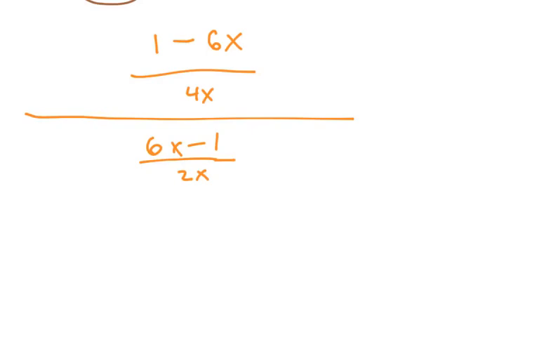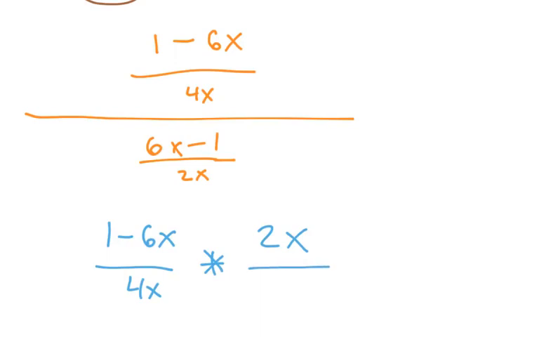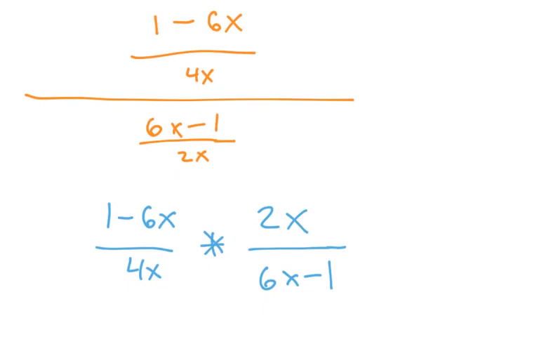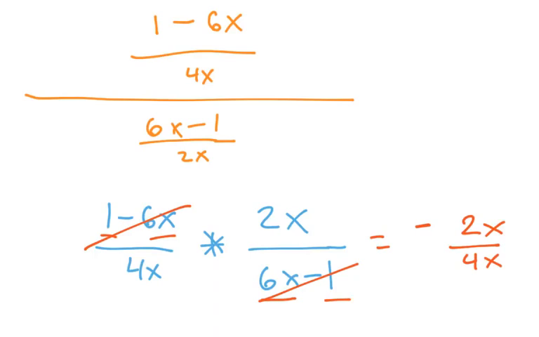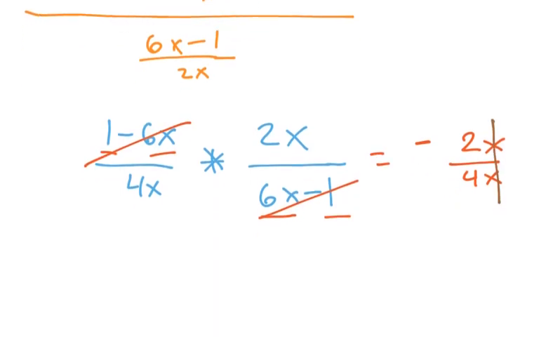So we would say, we're going to use method 1, so 1 minus 6x over 4x. Remember, division is multiplying by the reciprocal. So we're going to multiply by 2x over 6x minus 1. Now, if you recall from previous lessons, whenever we have values that match but they're in different directions, we can divide them out and simply say it's negative. So this is negative 2x over 4x, and the x's divide out, and 2 over 4 is just 1 over 2, so the answer is negative 1 over 2.